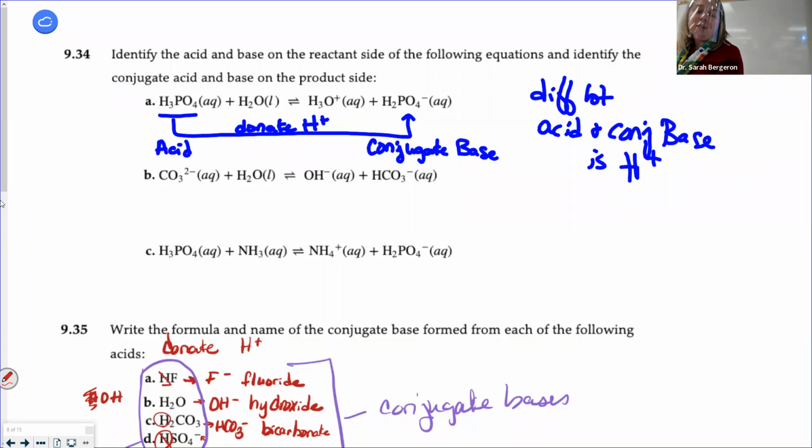So what about water? How is water behaving? It accepts a hydrogen ion. So if it accepts a hydrogen ion, what did it start out as? A base, and it turned into a conjugate acid, and that's the water. I can't squeeze it all in.